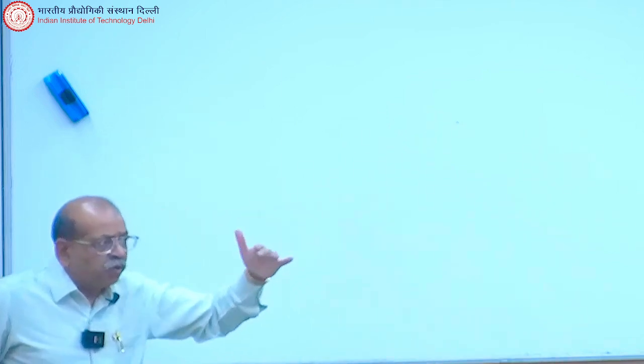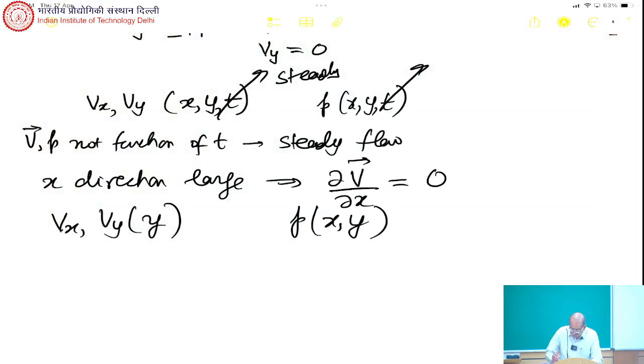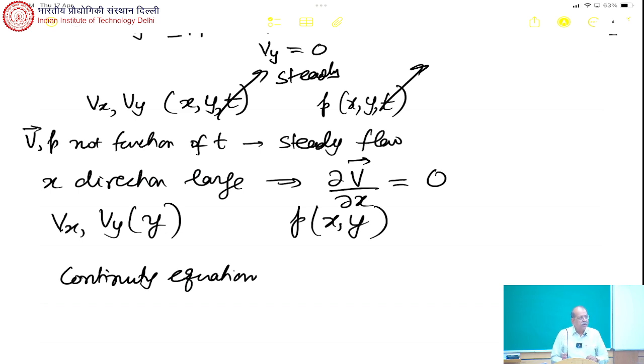Now we start to simplify the equation. So we have got all these things. The first equation we move on to is always the continuity equation. First we will simplify the continuity equation, then we will come to the Navier-Stokes equation.